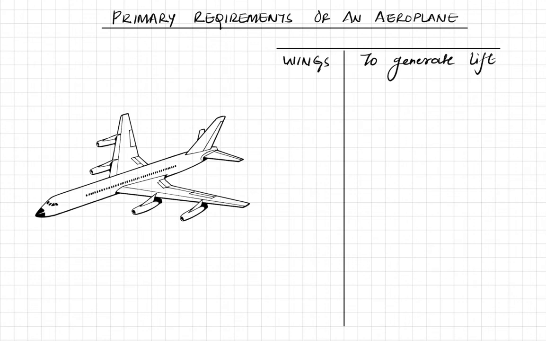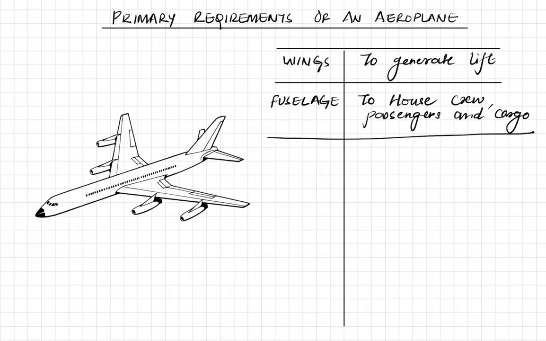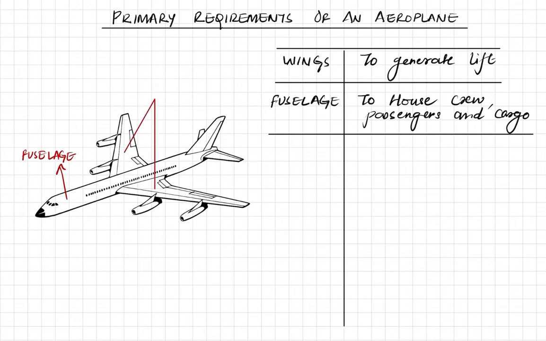So we can write here: fuselage to house crew, passengers, and cargo, right? I'll just label it. This is the fuselage, and these are the wings.